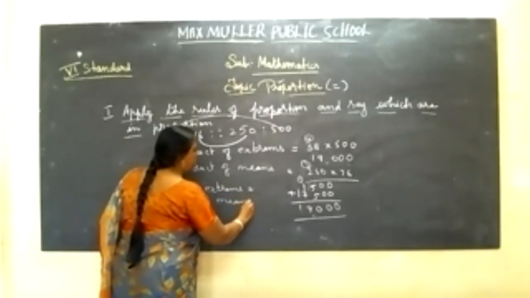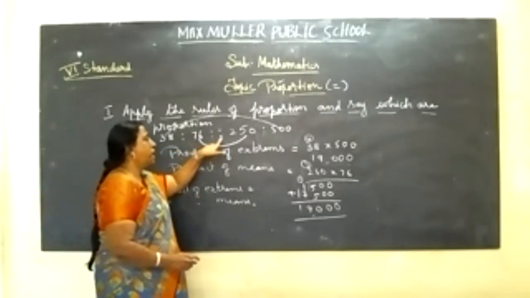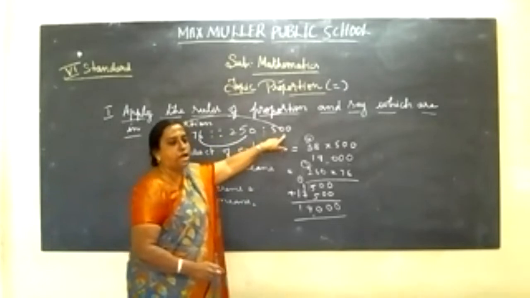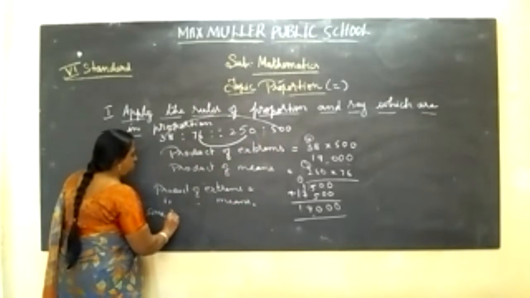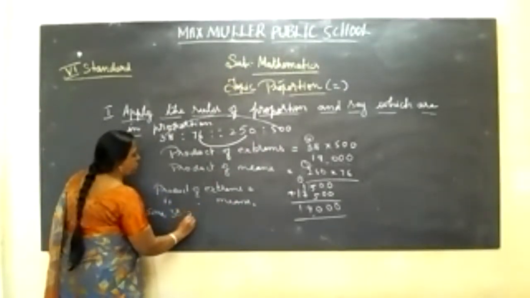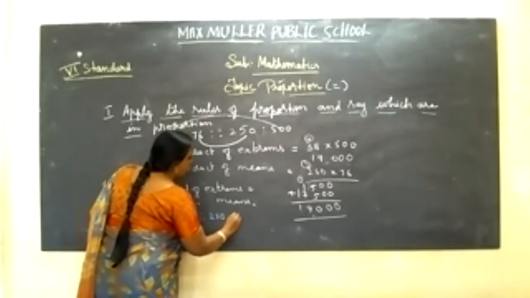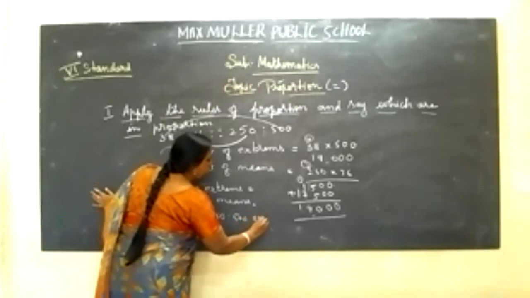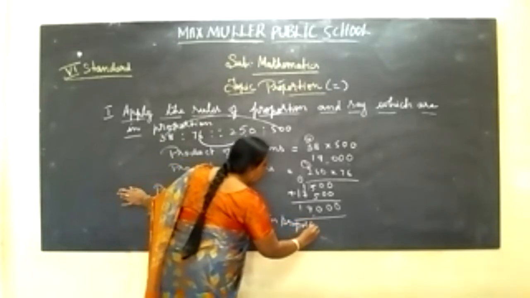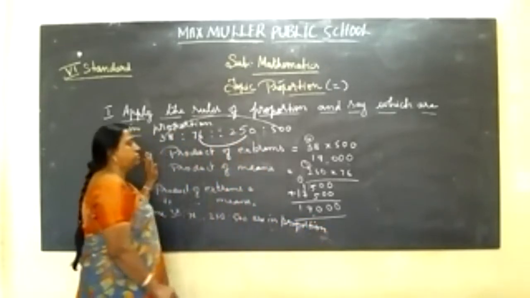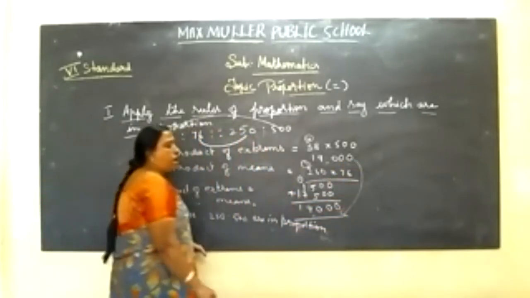So you can say that 38 is to 76 as 250 is to 500 are in proportion. Since 38 is to 76 and 250 is to 500 are in proportion. Clear now? How to find? Just multiply extremes and means. If you get the same product, then they are in proportion.